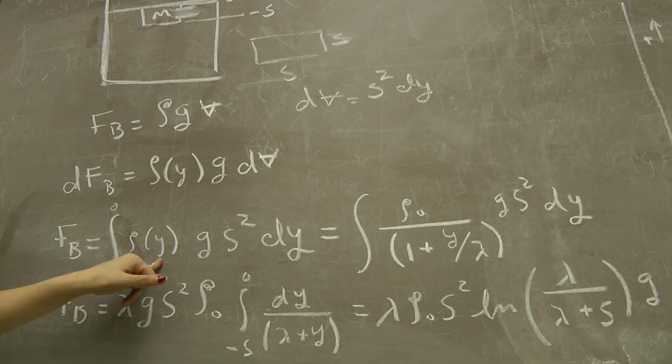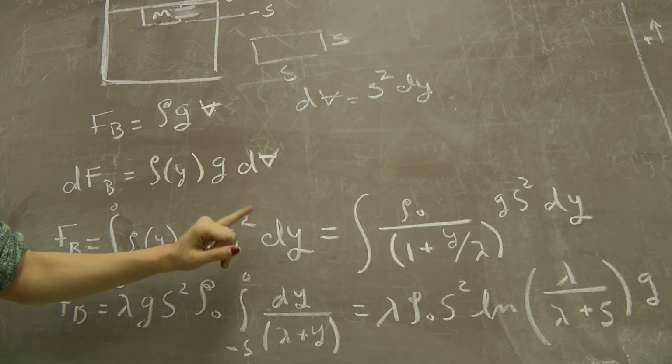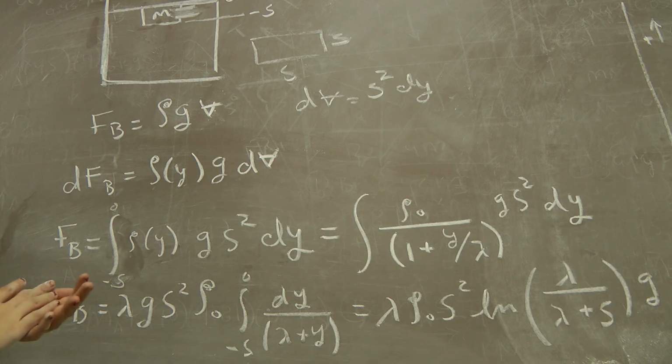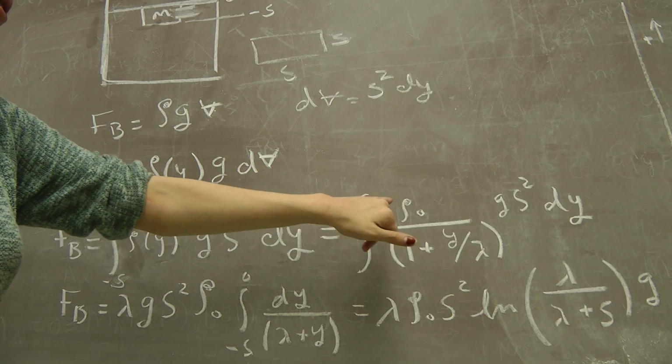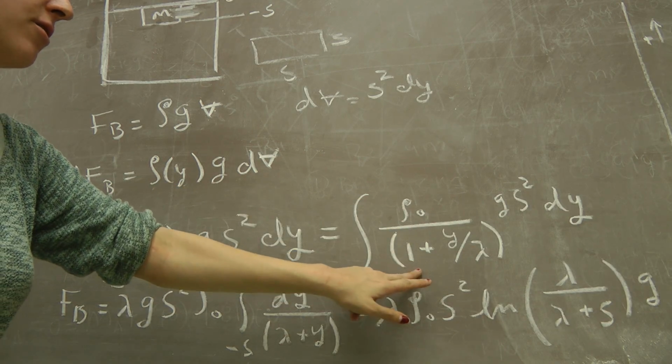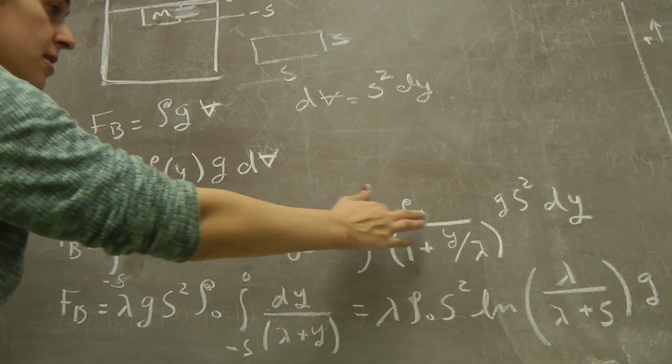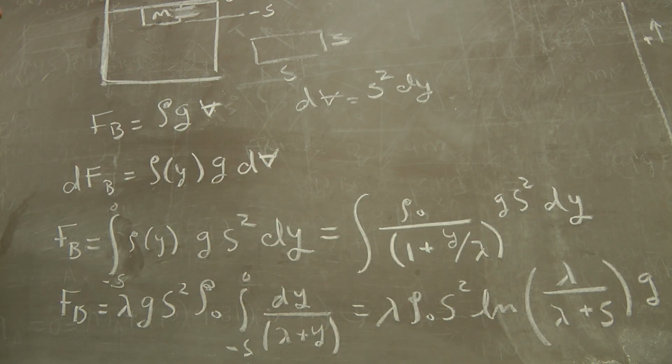Okay? Rho of y times g, S squared times dy. So this is the same as before, rho times g. And then we can plug in the equation I gave you guys for rho. This is actually a past test question. We have the equation that rho is equal to rho naught over 1 plus y lambda, times g S squared dy. And again, rho naught, g, and S squared are all constants, so those can come out.